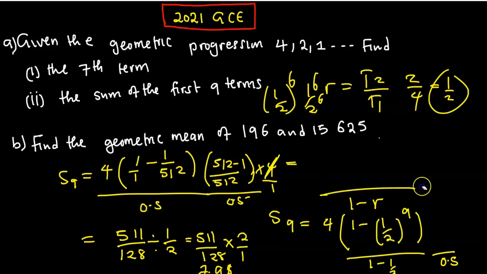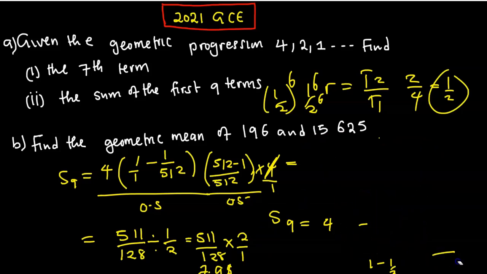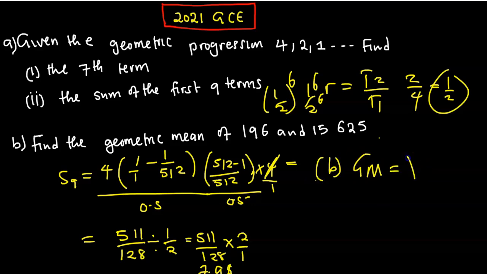Then now the last question here is find the geometric what? Find the geometric mean. How do you find the geometric mean? So geometric mean, this is question B. Geometric mean is equals to the square root of AC. So you just multiply this, the square root of them. So geometric mean is equals to 196 multiplied by, what is this? Okay, if I can see clear, is 15625. Okay, so now let us do it.